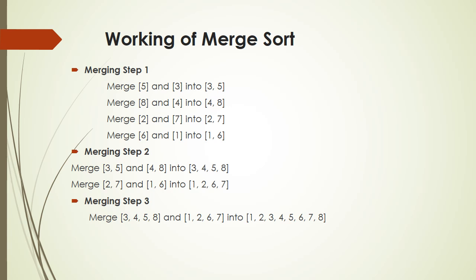Finally, we merge the two sorted sublists 3, 4, 5, 8 and 1, 2, 6, 7 into 1, 2, 3, 4, 5, 6, 7, 8. After completing the merging process, our list is now sorted. This example illustrates how merge sort splits the list into smaller sublists, sorts each sublist, and then merges them to produce a sorted list. Now we'll move to quick sort.